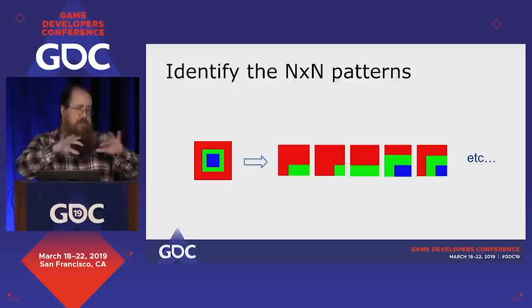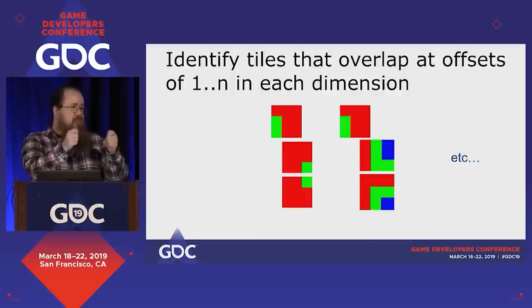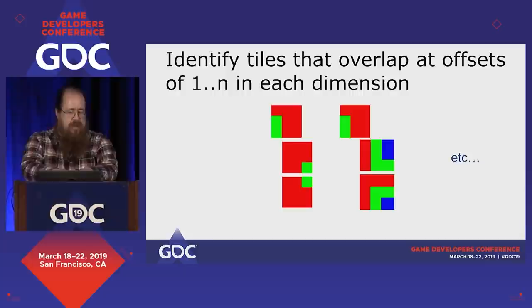Then it goes through, and for each tile, it figures out where the other tiles overlap. And it's going to use this information in order to do the propagation. Here I'm just showing an example. You've got two tiles, and you can see that the first tile on the left overlaps with the two tiles below it, sharing those six red pixels.